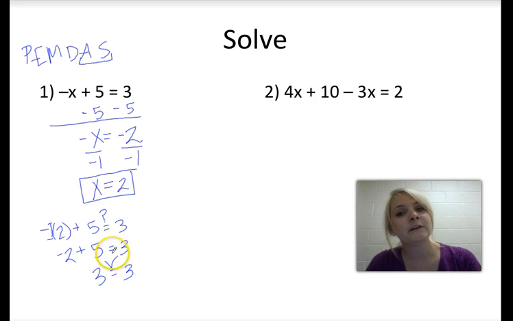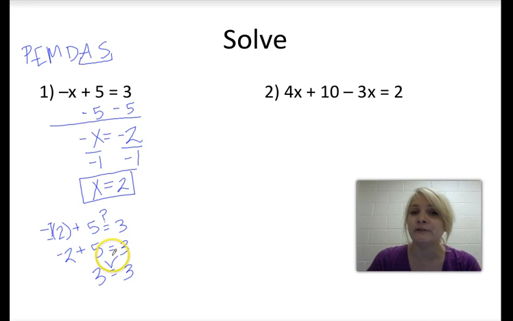Now it's not mandatory that you check it unless I ask you to, but you can quickly assess these. So you never have to ask me if your problem's correct, because one great thing with solving, you can substitute back in and check.